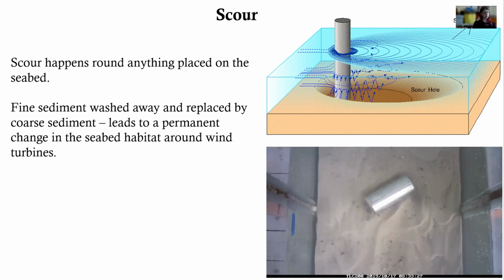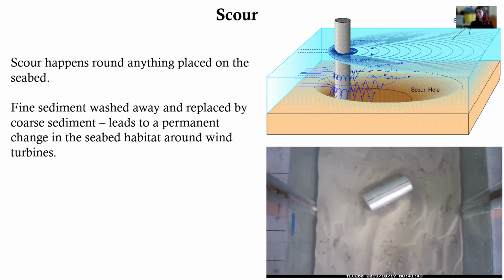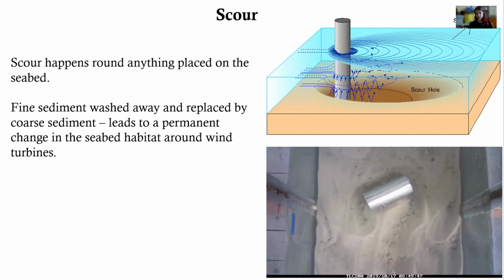So this sort of metal tube is just to represent anything on the sea floor. In this case, I think it's a cable. So you can see the fine sediments being washed away at the back and at the sides of the object, and it's being infilled with coarse sediment.